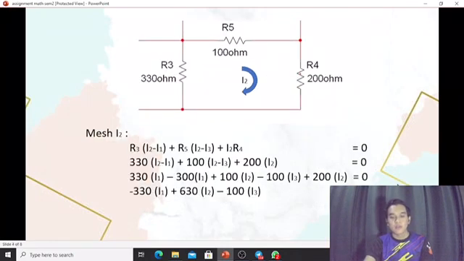After that, we have to finish mesh I2. Same as mesh I1, we have to know the direction of the electric current. So the problem will be solved. In mesh I2, we will get the answer negative 330 I1 plus 630 I2 minus 100 I3 equals 0.